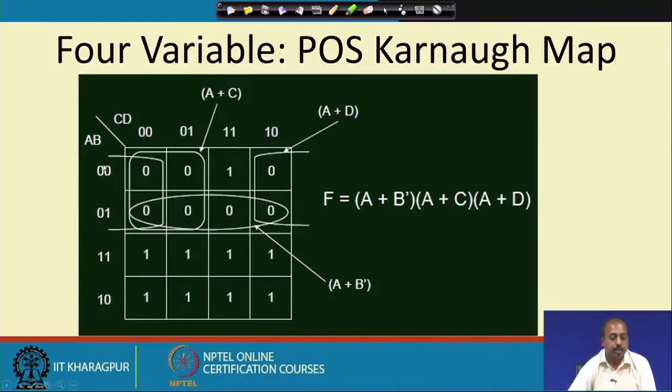So, for POS, I will be writing in the complemented form. Zeros will be written as true and ones will be written as false, as complemented. So, this quad gives me A plus C. Similarly, this quad is A plus B bar, and this is A plus D. This way we can write down the product of sum expression from the Karnaugh map. That is a good technique to get the product of sum expression for Boolean functions.